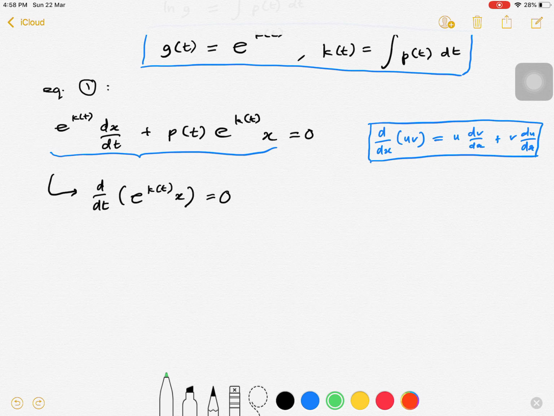So since we know this, we can simplify it. We can find the answer of x in terms of t. So we integrate it, e^(kt) x is equal to c. So x is c e^(-kt). So this is the answer.